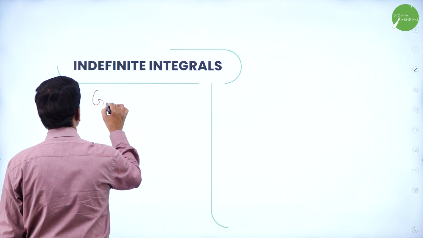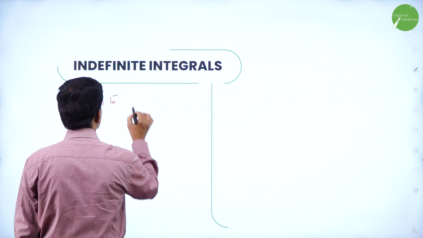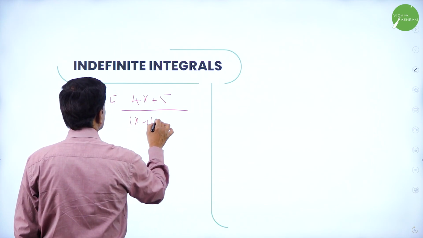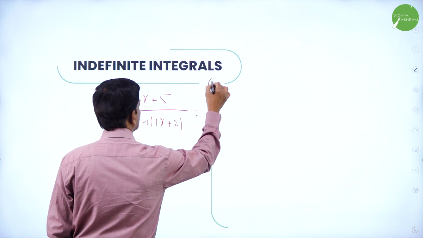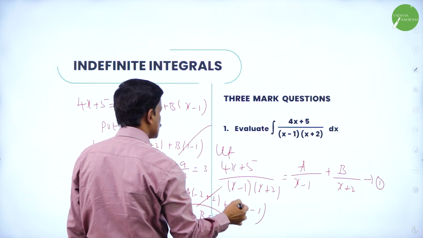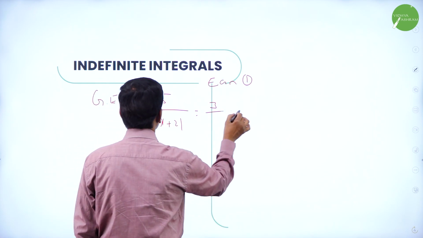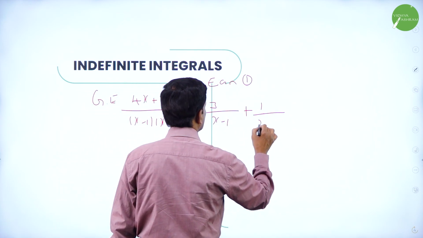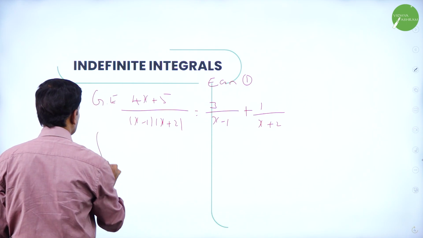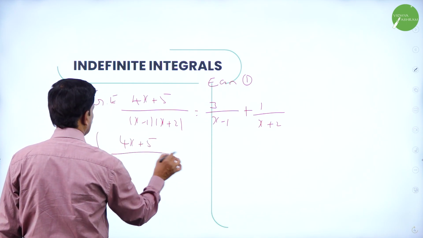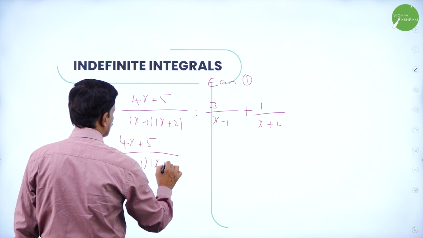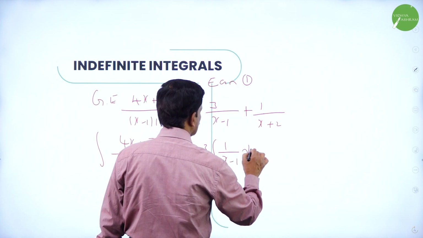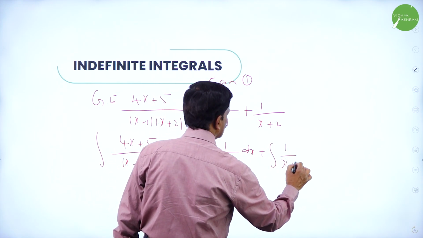So the given equation, that is 4x plus 5 divided by x minus 1 into x plus 2, is equal to, from equation 1, what is a? A is 3 divided by x minus 1, and what is b? B is equal to plus 1 divided by x plus 2. Now integrating on both sides, the integral of 4x plus 5 divided by x minus 1 into x plus 2 dx is equal to, you can take 3 out, integral of 1 over x minus 1 dx plus integration of 1 over x plus 2 dx.